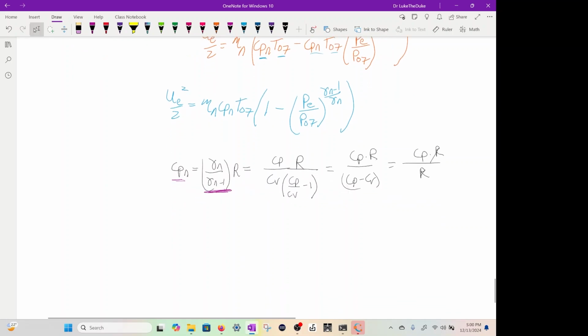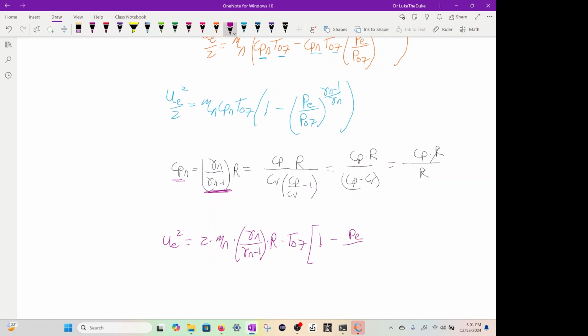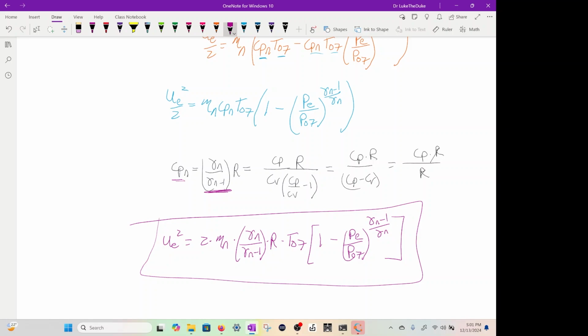And I'm going to multiply by 2. So you get U_E squared equals 2 times eta_n times gamma_n over gamma_n minus 1 times R times T_07, times a bracket: 1 minus P_E over P_07 raised to the power of gamma_n minus 1 over gamma_n, close bracket. And then you can take the square root to get U_E.